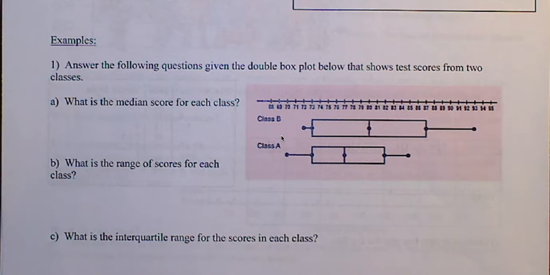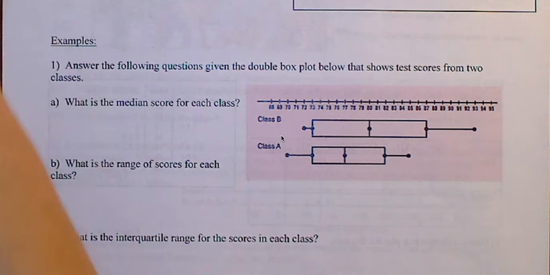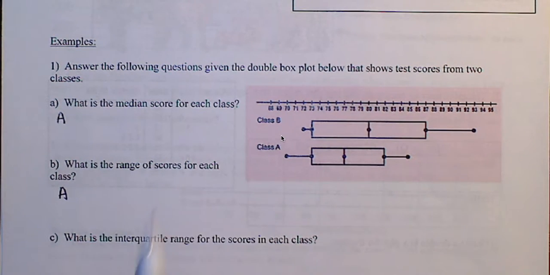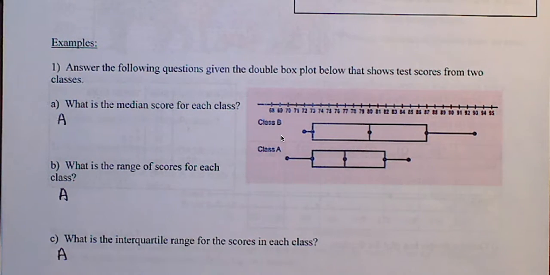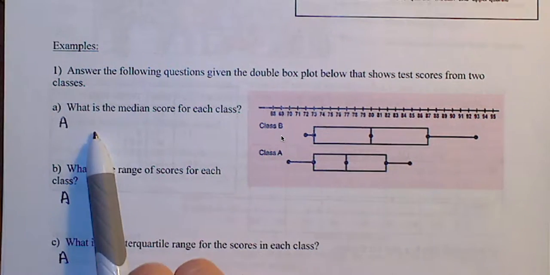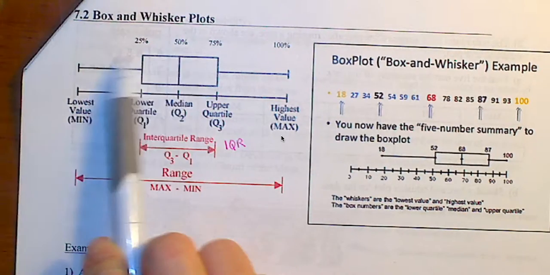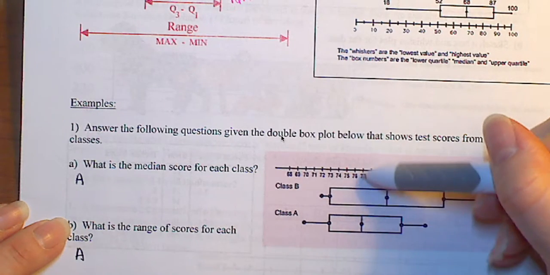So what is the median score for each class? Okay. What we'll do is I will do class A, and then you can go back and do class B. So if we've got class A here, I'll do A with you. This one asks for the range of each class. This one asks for the interquartile range, and then we'll answer these other questions. So the median, remember, is just the middle of the box. That says that 50% of the data falls below it, 50% falls above it. So in Class A, the median is 77.